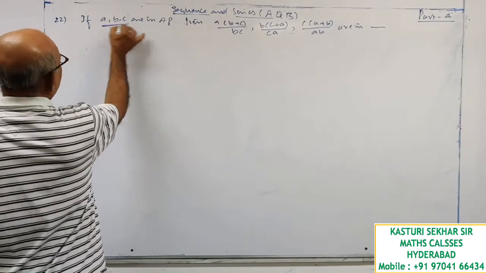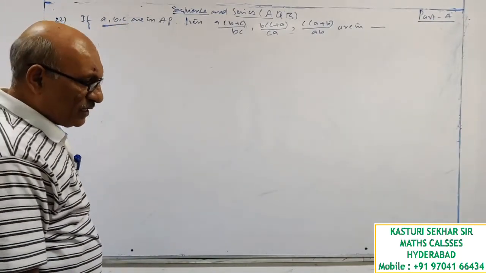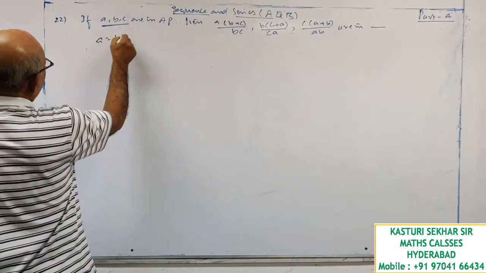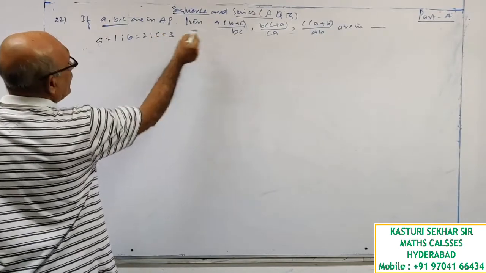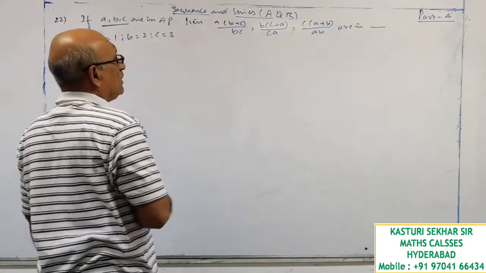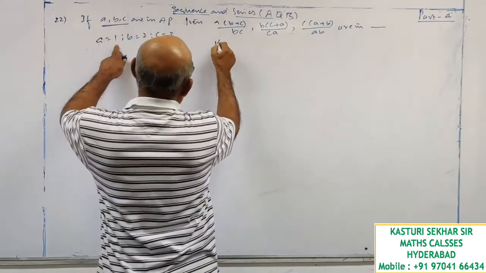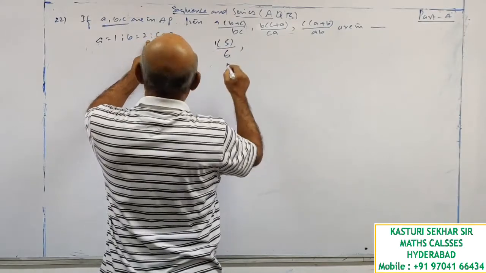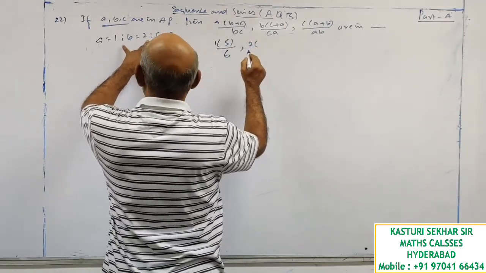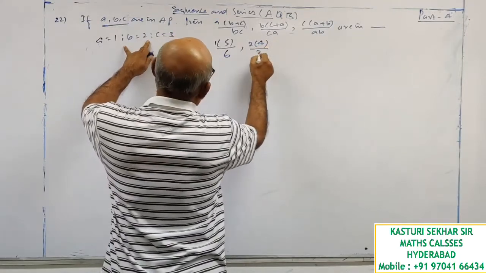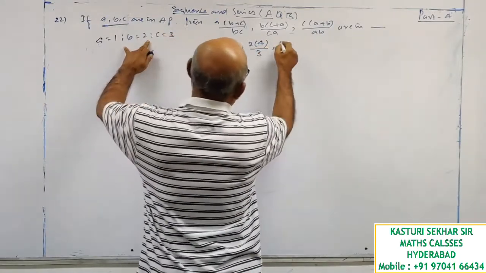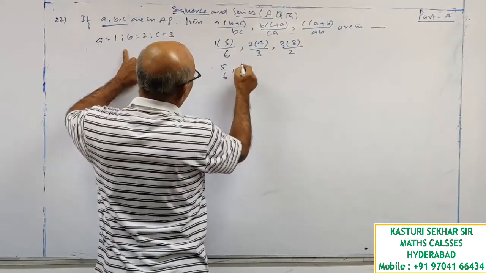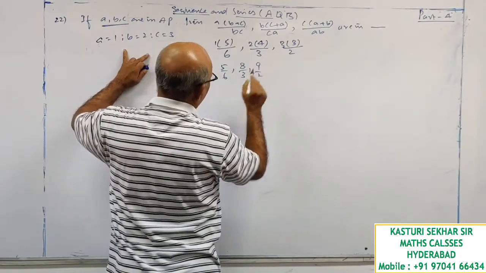Now first I will concentrate here. What is given in the question? A, B, C are in arithmetic progression. So immediately take A as 1, B as 2, C as 3. Now this I want to convert into numerical numbers. 1 into (B plus C), 2 plus 3, 5 by 2 threes are 6. B, 2 into (A plus C), 1 plus 3, 4 by 3. C, 3 into (1 plus 2), 3 divided by 2.